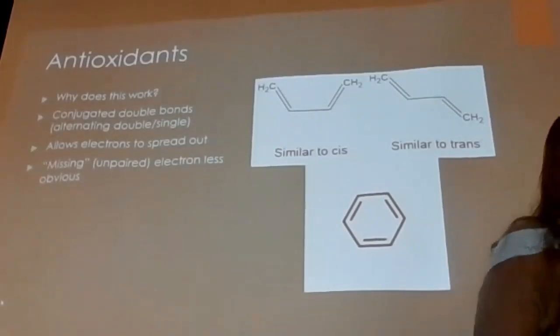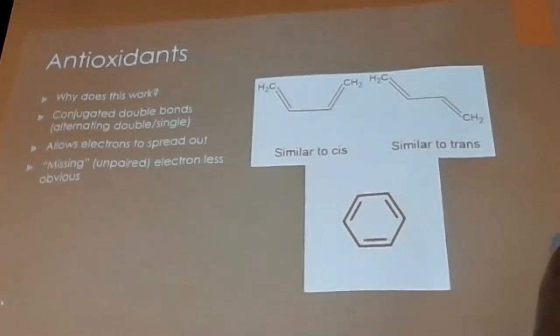And so even though technically the antioxidant is then going to be a free radical itself, that free radical isn't as reactive, because we've spread out those electrons and made it less obvious that it's missing the electrons. Now, of course, our atoms and molecules don't have personalities and don't have minds that they can notice this. So what this really means is that it is more stable. It is a lower energy molecule than a free radical that is missing an electron but doesn't have these conjugated double bonds.